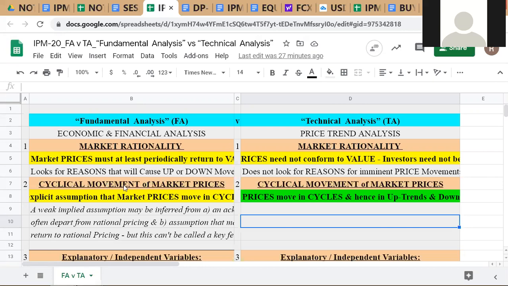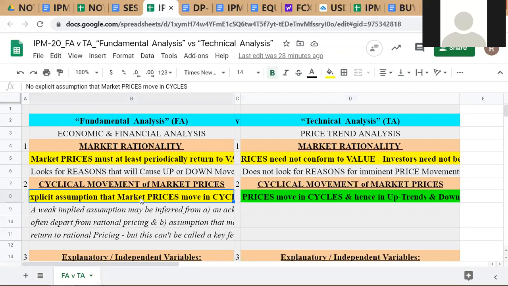The FA people, unlike the TA people, on this point say, well, I don't really have a strong view on that. I don't know anything about that. I don't need to make any assumption about whether or not market prices move in cycles. I'm not making any such assumption as such. They are almost agnostic on it. So that's why I've said here the answer, because you'll be studying from these notes.